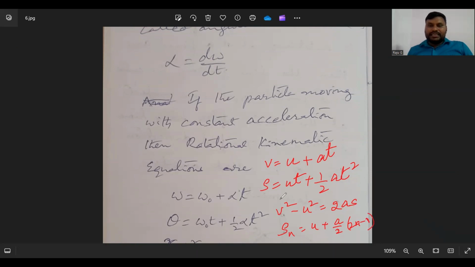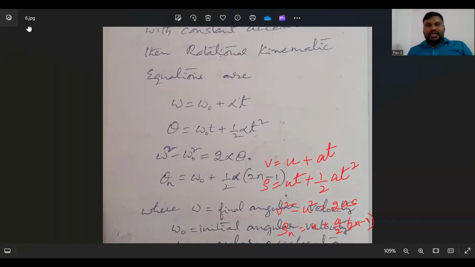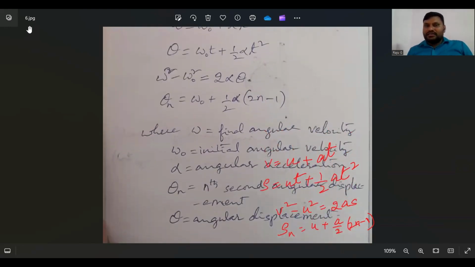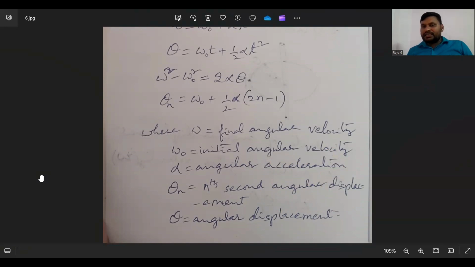In the same manner, if the particle is moving in rotational motion, then the rotational kinematic equations are omega equal to omega naught plus alpha t, theta equal to omega naught t plus half alpha t square, omega square minus omega naught square equal to 2 alpha theta, and theta n is equal to omega naught plus half alpha into 2n minus 1, where omega is the final angular velocity, omega naught is the initial angular velocity, alpha is angular acceleration, theta n is the nth second angular displacement, and theta is angular displacement.